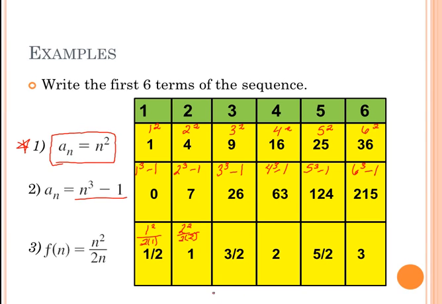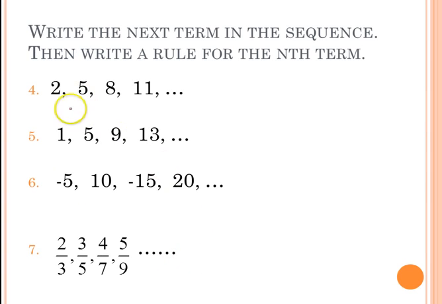Now we're going to go the other direction. Okay, this time they gave us the function, told us to find the first 6 terms. This time they're giving us terms and they want us to write a rule. Write a rule is like writing the equation. Okay, so we have a couple other things that they want us to do too. Write the next term, so what's going to come next, and then write the rule, write the equation.